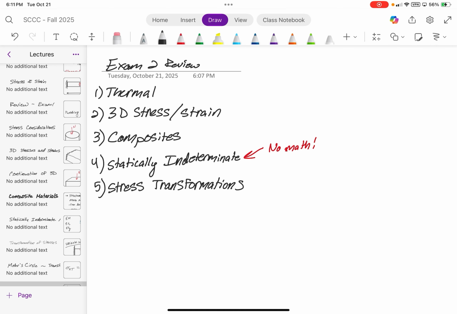Yes. Will you have us using the circle method, or can we use the equations? For stress transformations, you can use whatever method you want. Okay. I am not going to ever ask you to use any particular method.